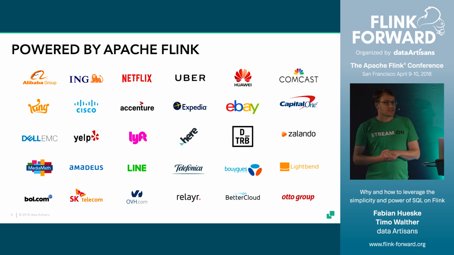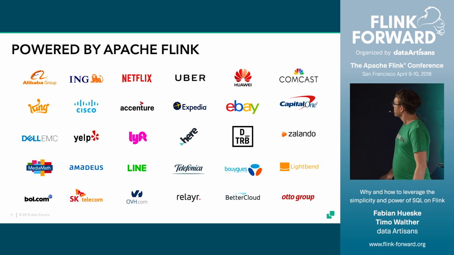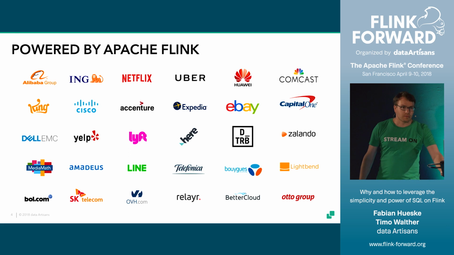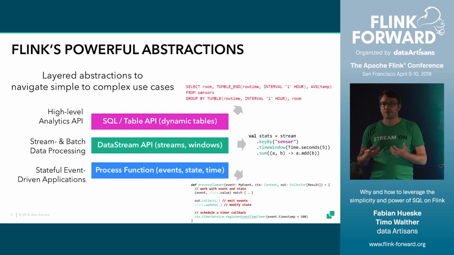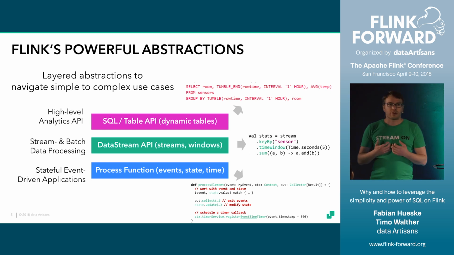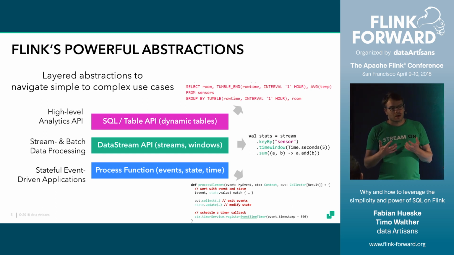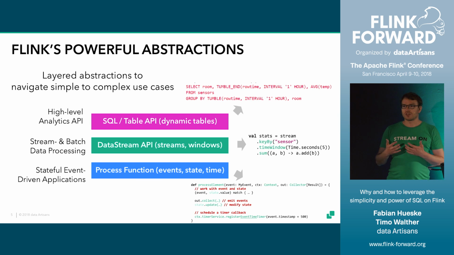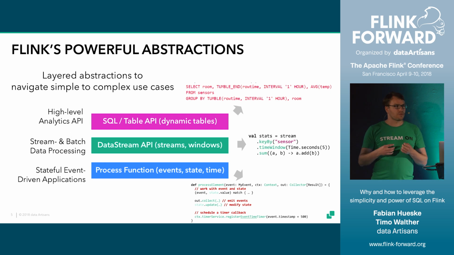Flink powers use cases at many companies. We've heard that already in the keynote. So this is just a few of the companies that allowed us to show their logos. And one of the nice things about Apache Flink is that it comes with layered abstractions for developing streaming applications. On the bottom, we have the process function, which is a very powerful abstraction because it exposes the APIs to deal with state and time, which are the fundamentals for stream processing.